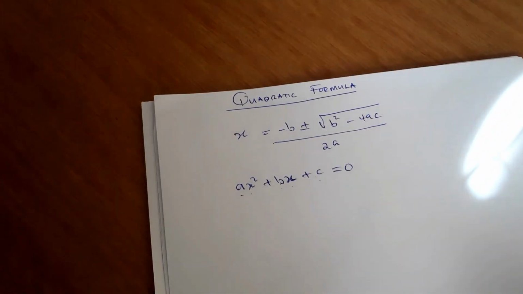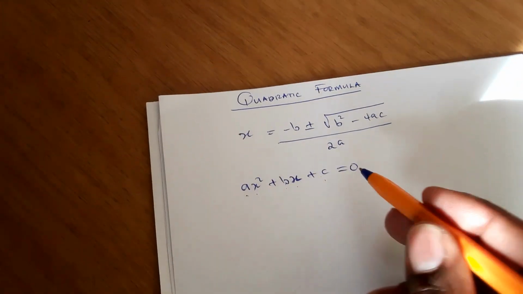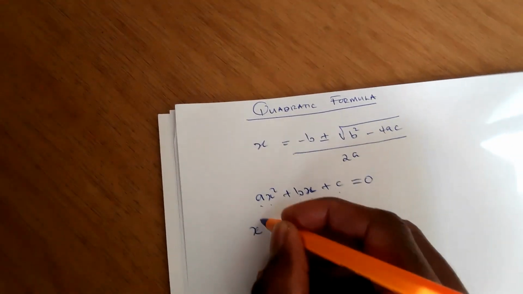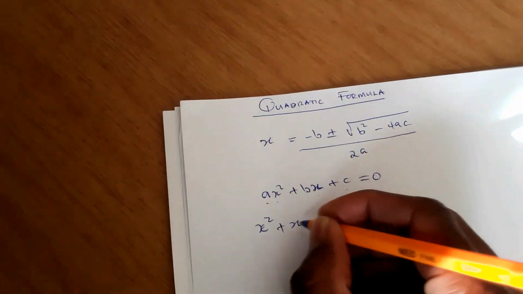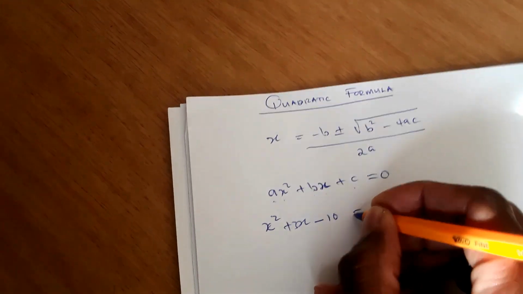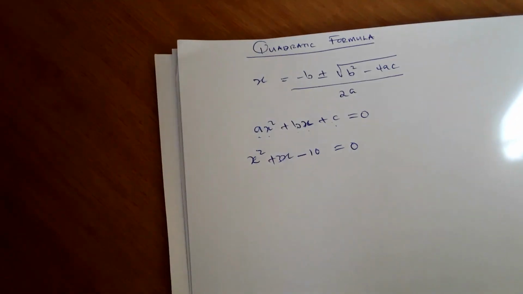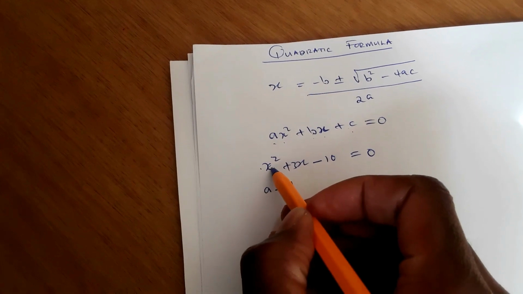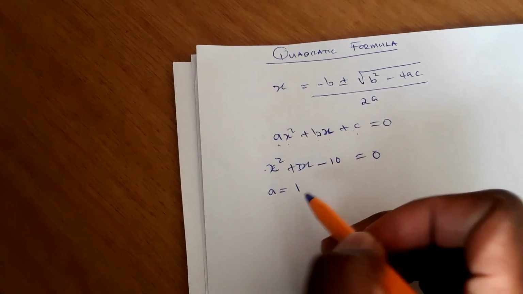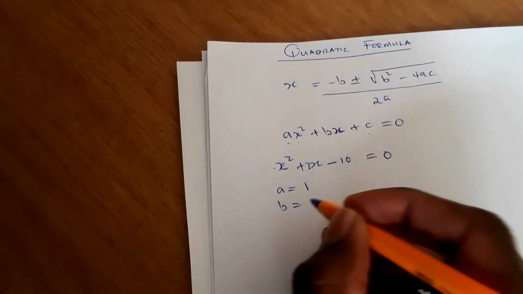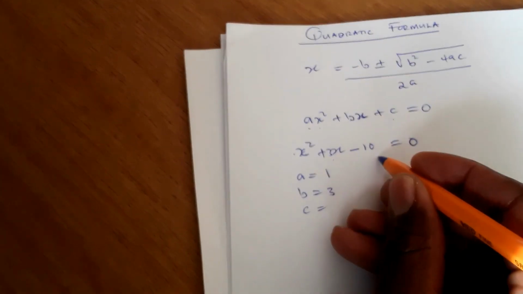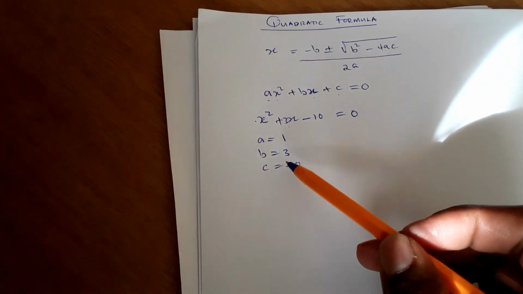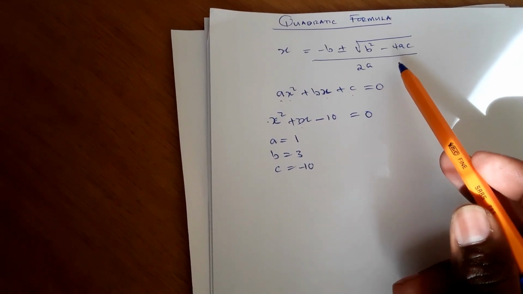So, for example, let's consider the example that we were doing just now using the factorization method. We had x squared plus 3x minus 10 equals 0. From this, our a is equal to 1, because if we say 1 times x squared we get x squared, so our coefficient here is 1. Then b here is 3, and c here is minus 10. Having determined that, now let's substitute these values into the quadratic formula.